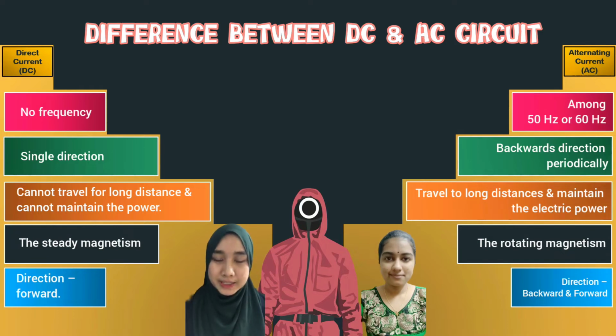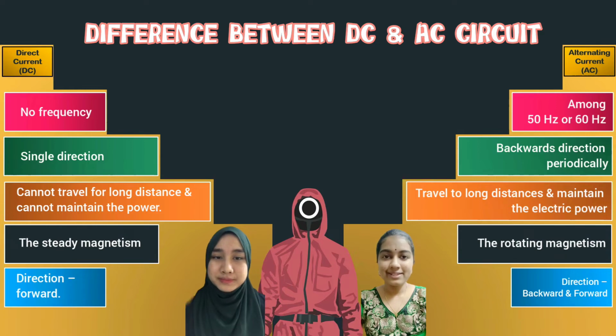DC current cannot travel and flow for a very long distance because it will lose its power. Alternating current is much more efficient when it's transmitted through wires over long distances. All electric currents lose power when they flow over a long distance, but an alternating current circuit loses much less power than a direct current circuit. Then, because of the steady magnetism, DC power flows in a single direction only.